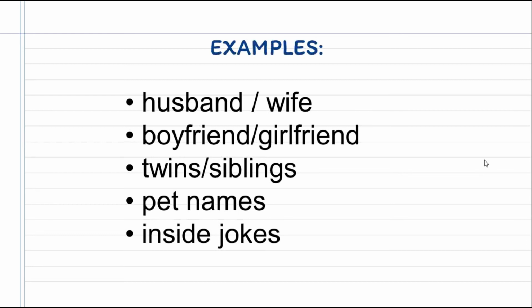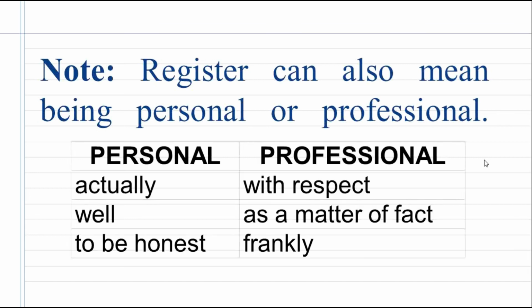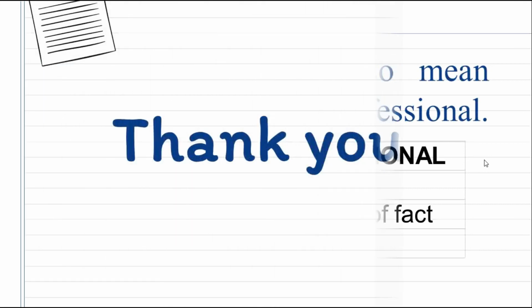But remember that register can also be personal or professional. Let's take a look at this example. So in personal, we can use actually, well, to be honest. And in professional, instead of saying actually, we can use with respect, as a matter of fact, and instead of to be honest, frankly. So those are the different levels of formality.